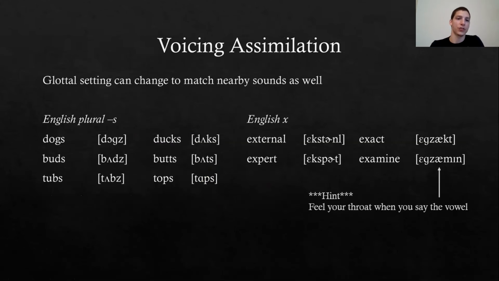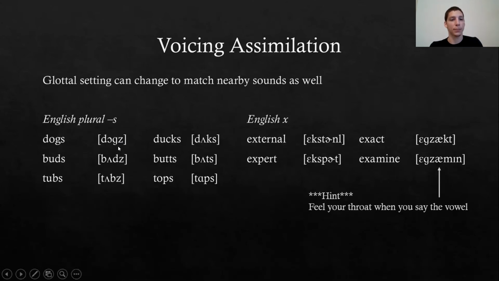You also have voicing assimilation, where the glottis wants to act the same throughout all of the sounds that it's next to. One example of this in English is the S that we put at the end of words to make them plural. The problem is that it doesn't always sound like an S. For example, in the word "dogs," if you listen closely, that's not really an S sound, it's a Z sound. But in the word "ducks," we have actually an S sound here, "ducks" versus "dogs."